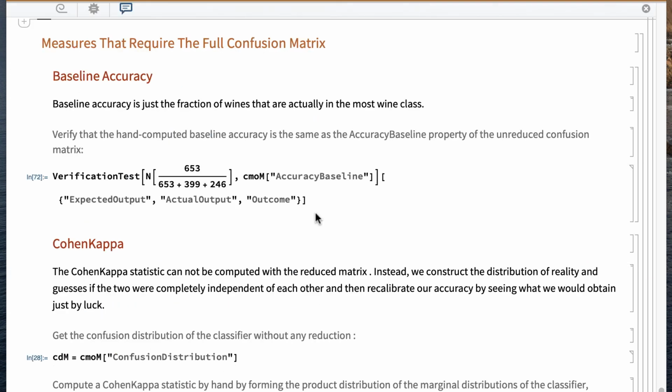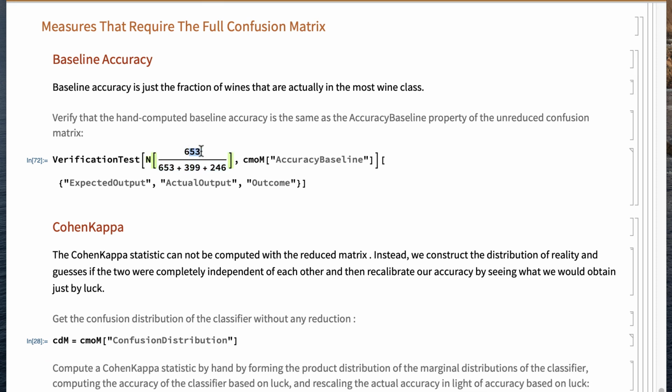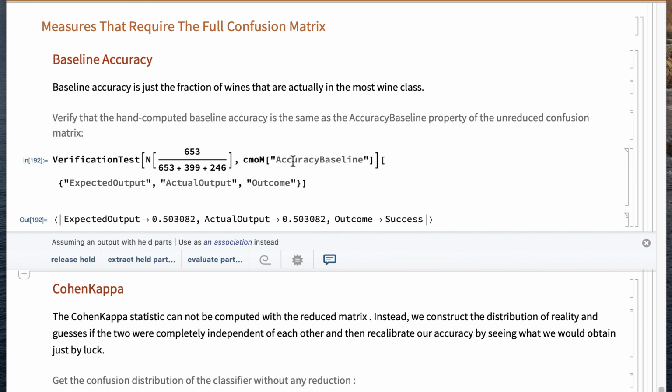There are two measures where we can't use the reduced confusion matrix. We have to use the whole big thing. One is baseline accuracy, because we need to figure out what fraction of wines are actually in the most popular wine class. And here those are fair wines. And so if we don't know anything about a wine, we should guess that it's average, it's fair. Okay, so we can compute that by hand. That's 653, which is the number of fair wines, divided by all the wines. That's how accurate we would be if we just said everything is fair. Or we can ask Mr. Wolfram to compute the accuracy baseline statistic, and we can verify that those are thankfully the same.